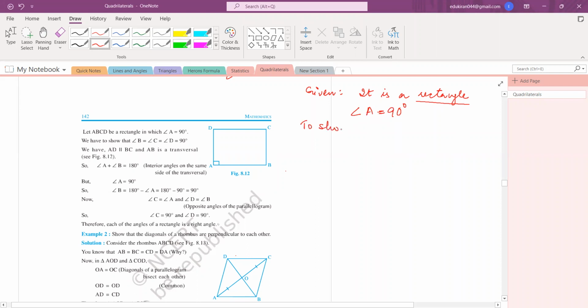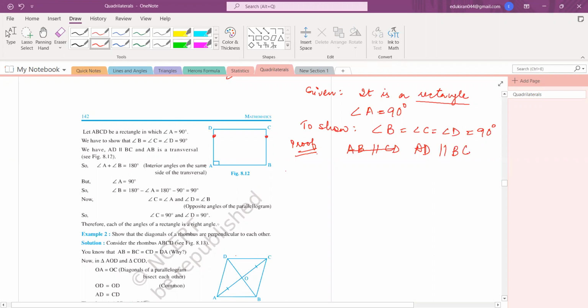And we have to show that all the other angles, angle B, angle C, angle D, are also 90 degrees. Now prove. Take one at a time. First, take that side AB is parallel to CD. Your side AB and side CD are parallel. Now this side AD is parallel to BC.